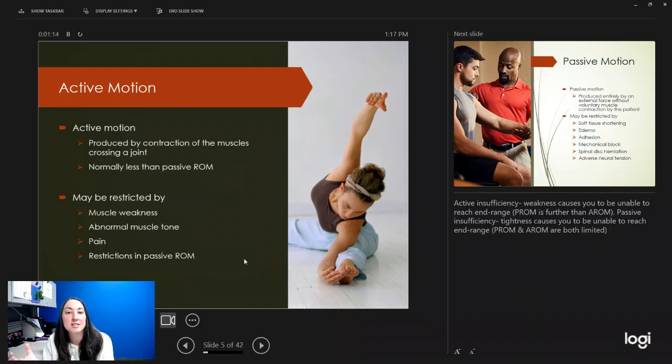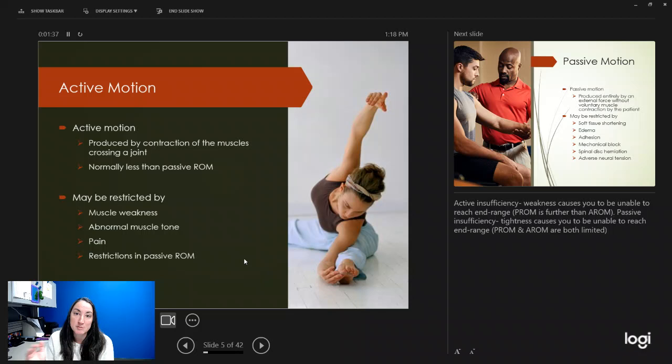Active range of motion is when we use our own muscles to go through the range. So the muscles contract and pull through the range. It's typically a little bit less than passive range of motion, and it can be restricted by muscle weakness, by abnormal muscle tone, by pain, by true limitations that limit both passive and active range of motion.